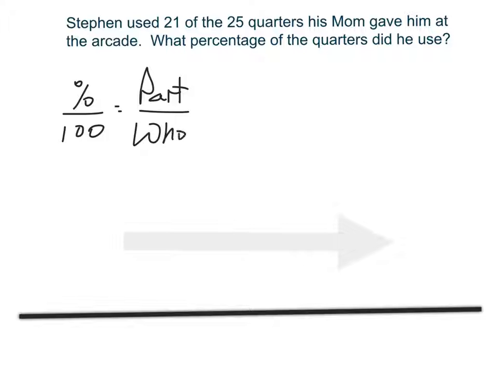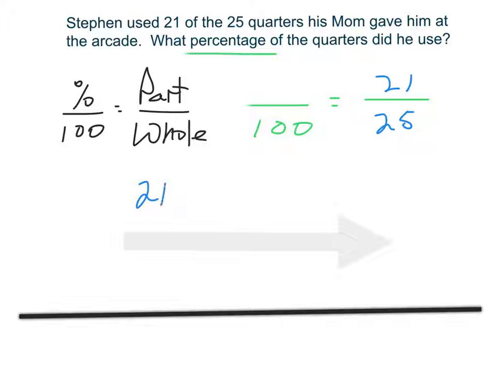So what information do we have? We know he used 21 out of 25 quarters, and it says what percentage. So we know we're going to solve for the percent. So I'm going to reset this up over here, and I'm going to fill in my part and my whole. Well, Stephen used 21 out of 25. So out of 25 means that's the whole value. 21 is what he used. And now we can divide 21 by 25 and turn it into a percent, and we should get our answer. So if I do that, 21 divided by 25 over here.